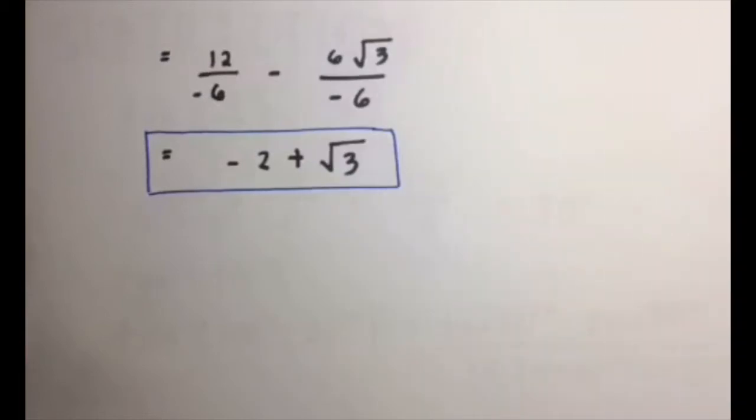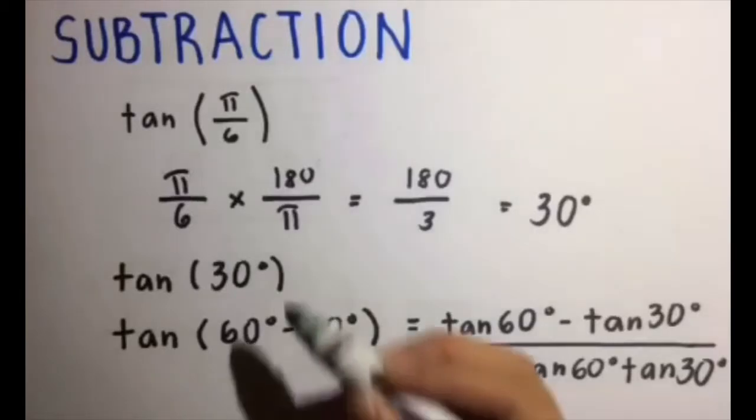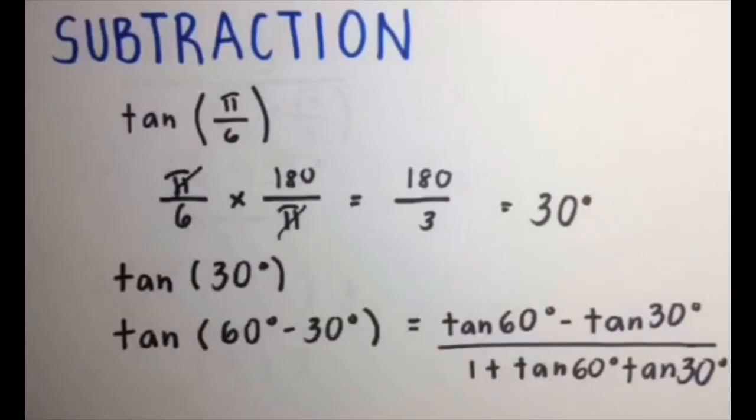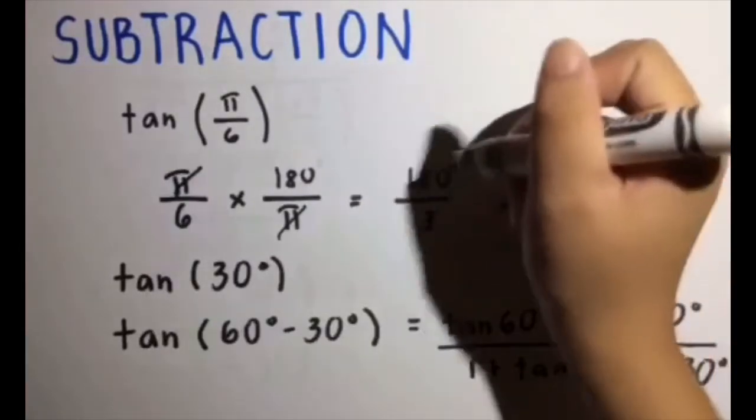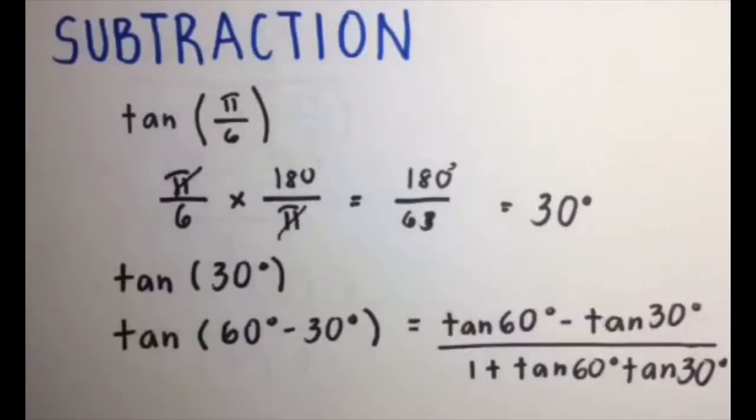Let us now go with the last part of our discussion, which is the subtraction of tangent. We have here tangent pi over 6. Just like what we did in addition, we have to multiply it by 180 degrees divided by pi. So we can cancel the pi in the denominator and numerator. Now it is equal to 180 degrees divided by 6, which is equal to 30 degrees.